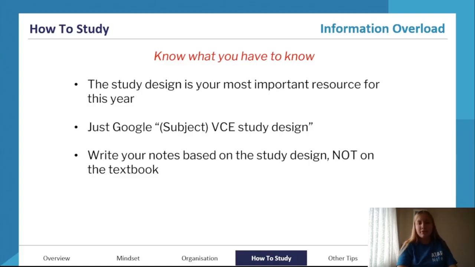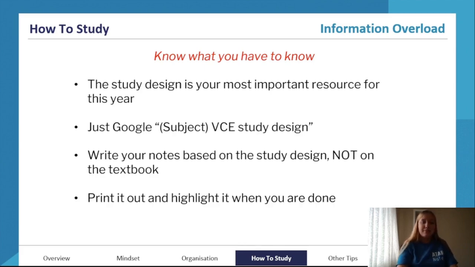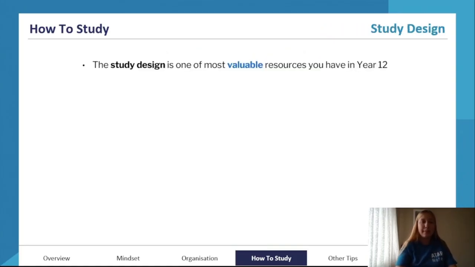And write your notes based on the study design and not on the textbook. Your textbook includes a lot of additional information, a lot of extra information, and a lot of information to aid your understanding that is not going to be assessed. And print out your study design and highlight it when you are done. Very important to have the study designs of your subjects in front of you and accessible, and highlighting the key things that you need to know.